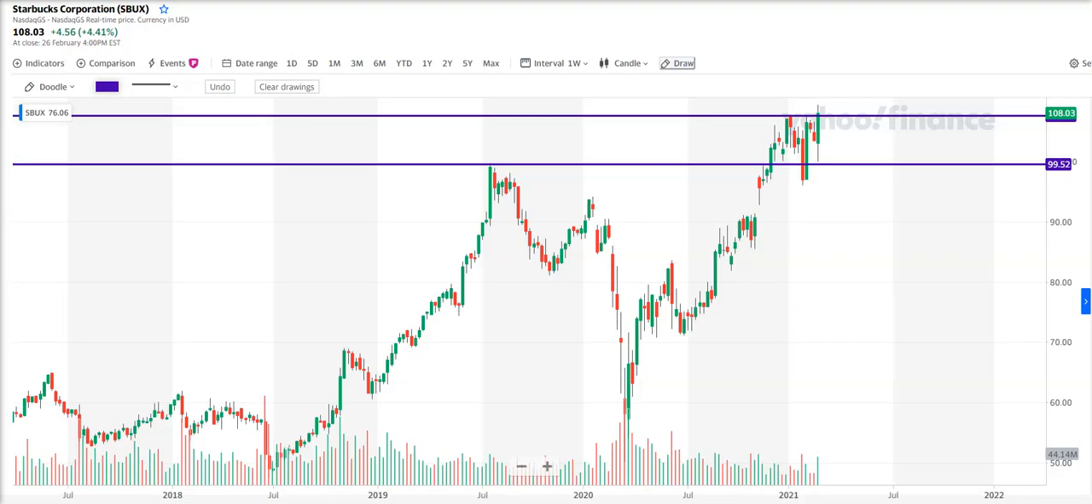I'm going to be talking about SBUX, ticker symbol SBUX. It's a weekly chart in front of us. I've drawn in resistance there and resistance there. This is now acting as support. So this is where I want to concentrate on, this area here. So I'm going to go down to the daily chart.